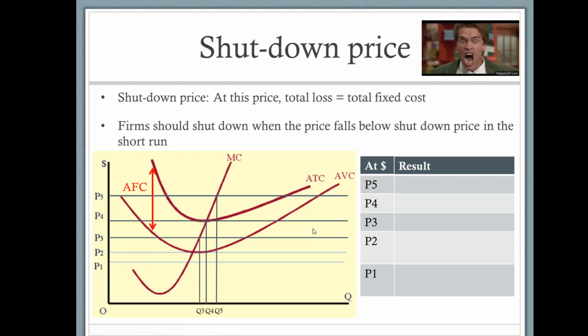So what about this? What if we are using a demand curve at P3? What is going to be the result? Who has an answer? Come on. So we have P3. What is going to be the result? Are you still awake? A loss. Okay, thank you, Ray. Yes, a loss.